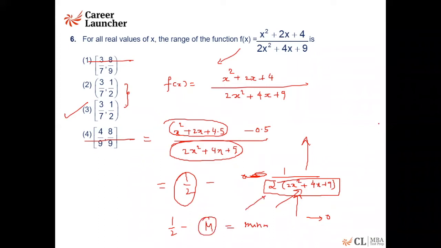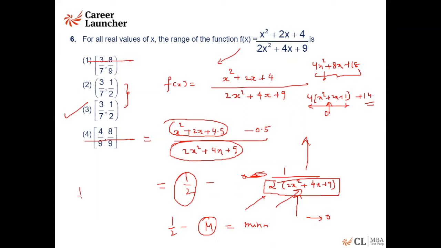So the question now is, what is the smallest value that you will get for 4x squared plus 8x plus 18? So this can be written as 4 times (x squared plus 2x plus 1) plus 14, right? And because it's a perfect square, this expression actually has a minimum value of 0. So the minimum value of the denominator has to be 14.